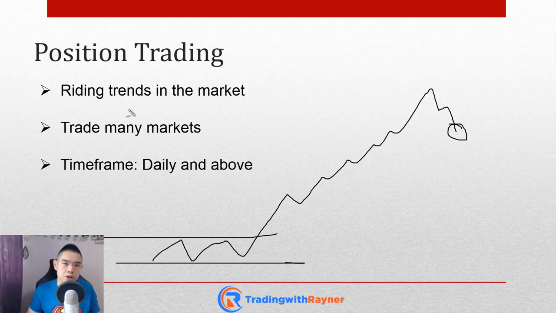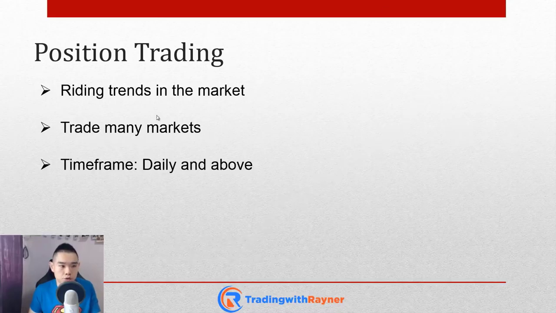As a position trader, the key is to trade many markets. You have to trade many markets because there are times where markets are not going to trend, and if you just trade a few markets, you're going to get stuck in those few markets and suffer a lot of whipsaw. So the more markets you trade, the better the odds you will capture a trend. Your time frame is daily and above. You can do it on a daily time frame or even a weekly time frame. So this is position trading.